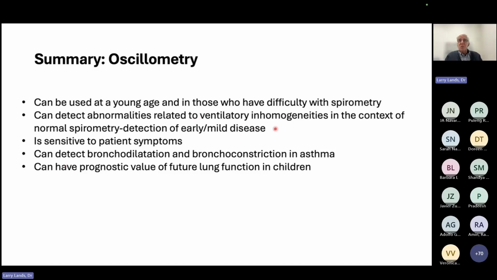It can pick up ventilatory inhomogeneities, even in the context of normal spirometry, so early or mild disease. It is sensitive to patient symptoms and asthma control. You can detect bronchodilation and bronchoconstriction, and it can also have prognostic value, certainly in children, in predicting lung function using standard spirometry.